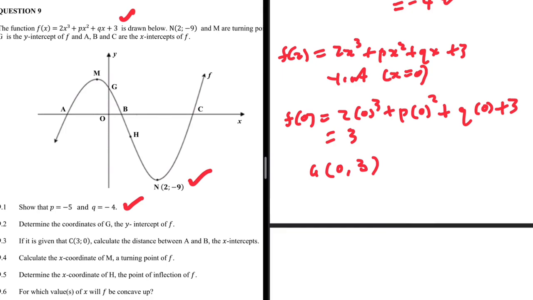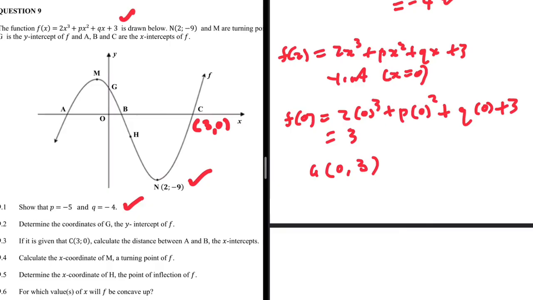We don't even have to substitute the values of p and q that we have shown to be equals to minus 5 and minus 4 in order for us to show that g has coordinates 0 and 3. But there we go. Those are the coordinates of g. 9.3. It is given that C has coordinates 3 and 0. So we have 3 and 0 there.